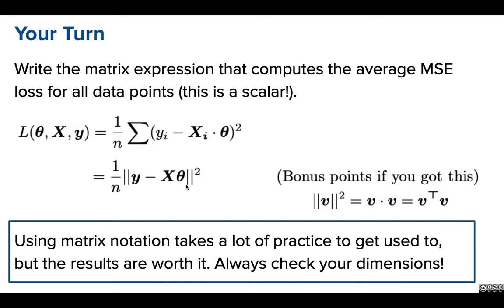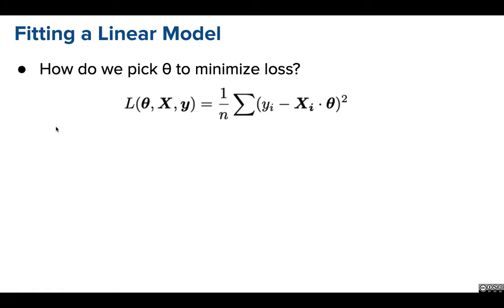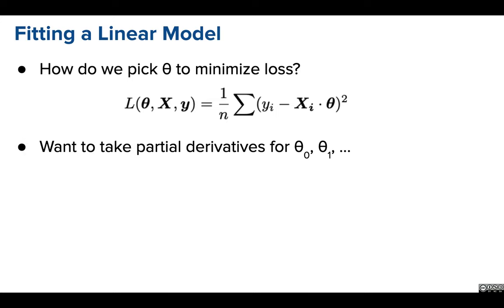as usual. Okay, so nothing changes just because I'm working with matrices. Once I write it down in matrix form, I still have parameters to change, and I still have loss to minimize. Okay, so the question is, how do we pick theta to minimize loss? Well, what I can do is take the partial derivatives for theta sub 0, theta sub 1, all the way up to theta sub p.